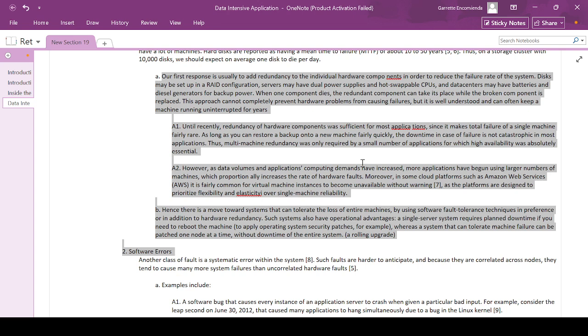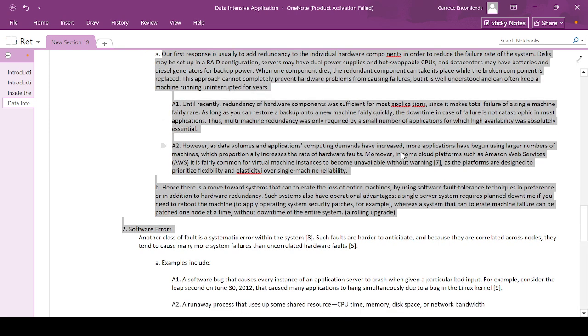Until recently, redundancy of hardware components was sufficient for most applications since it makes total failure of a single machine fairly rare. As long as you can restore a backup onto a new machine fairly quickly, the downtime in case of failure is not catastrophic in most applications. Thus, multi-machine redundancy was only required by a small number of applications for which high availability was absolutely essential. However, as data volumes and applications' computing demands have increased, more applications have begun using large numbers of machines, which proportionally increases the rate of hardware faults.